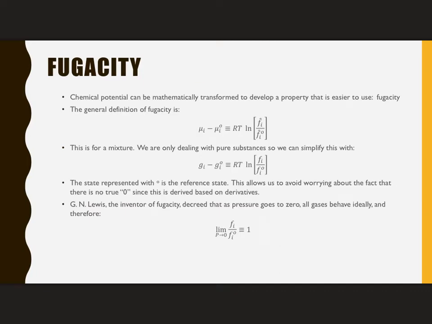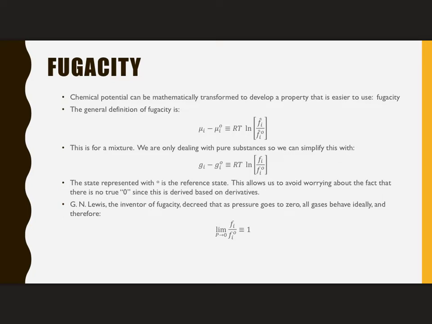So we can transform this mathematically by just applying a continuous function to this variable, okay? And that turns chemical potential into what we call fugacity. Now, fugacity is defined as the difference between the chemical potential that we are looking for and the chemical potential at a fixed state 0. Okay, and it is by definition RT times the natural log of the ratio of the fugacities at the state we're looking for divided by the known state.